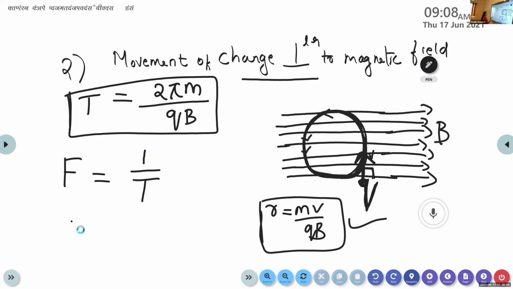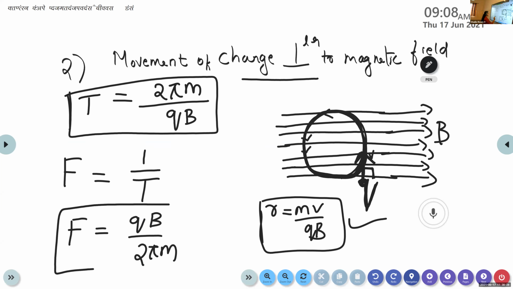So F is equal to 1 by T, or F is equal to the reciprocal of the time period. Here the time period T is equal to 2 pi m by QB. Then the frequency, taking the reciprocal, becomes QB divided by 2 pi m. The frequency of the motion of the charged particle in a circular path is given by F is equal to QB by 2 pi m. So if you know the time period, then you can calculate the frequency by taking its reciprocal.